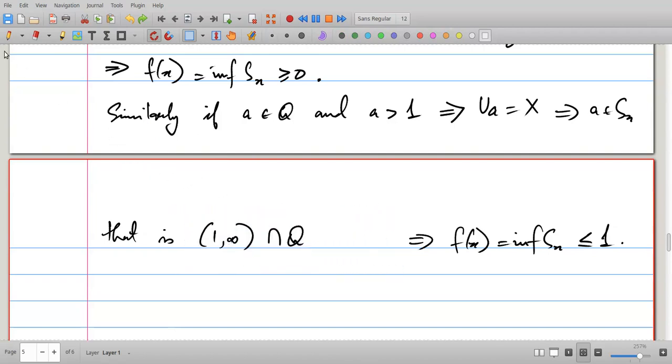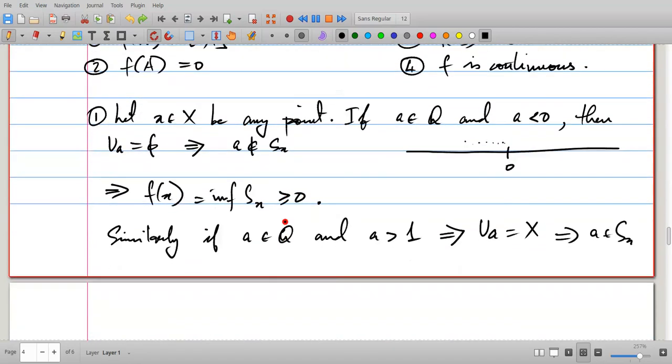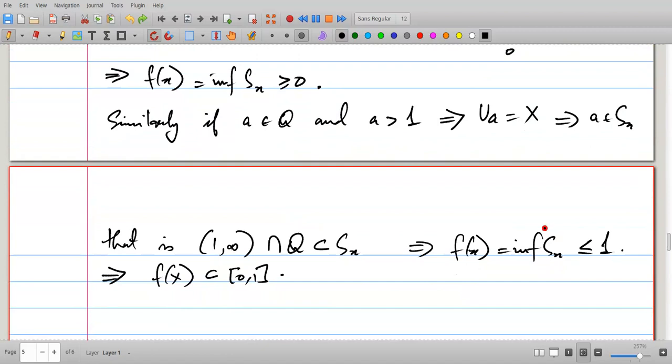This means that every rational number which is strictly greater than 1 is contained in S of x. So this implies that f of x, this proves 1, is contained in the interval [0, 1], because we have proved that for each x, f of x is greater than or equal to 0, and it's also less than or equal to 1.